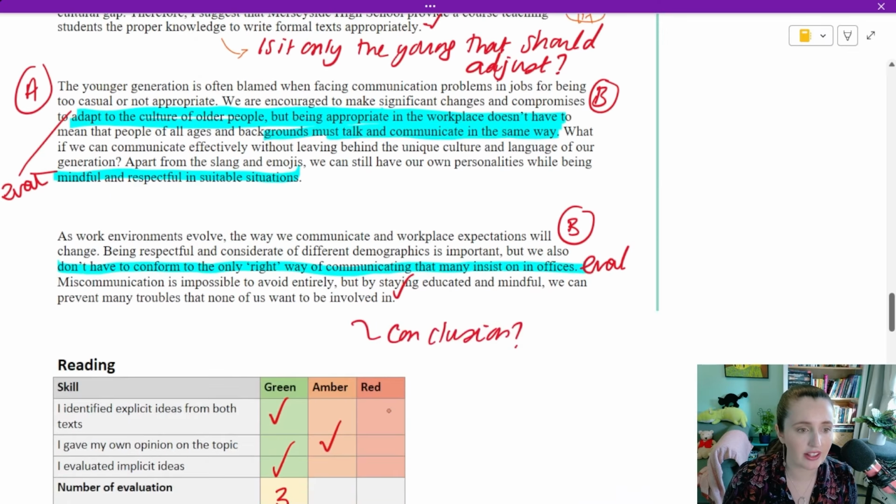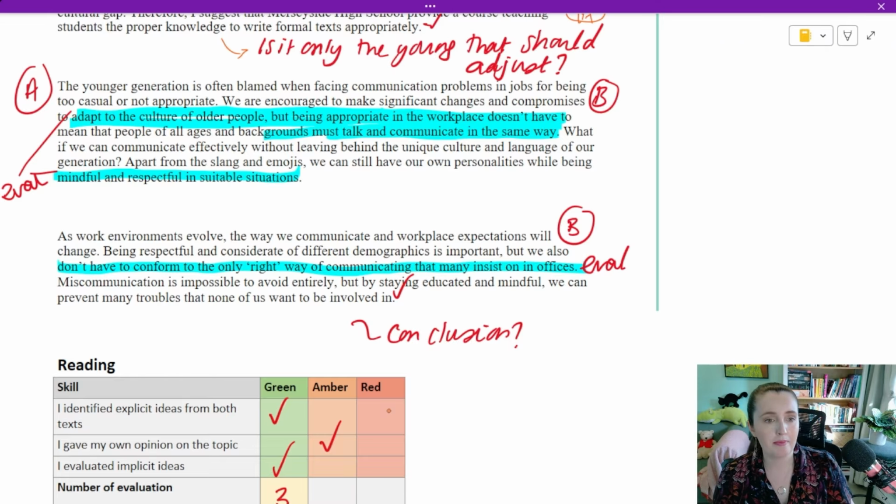So middle ground, evaluation. As work environments evolve, the way we communicate and the workplace expectations will change. Being respectful and considerate of different demographics is important, but we also don't have to conform to the only right way of communicating that many insist on in offices. Evaluation. There is no one single right way to communicate. Miscommunication is impossible to avoid entirely, but by staying educated and mindful, we can prevent many troubles that none of us want to be involved in. If this is a conclusion, he didn't make it super clear. It felt perhaps a little bit like it randomly stopped, a bit abrupt, so I think he could have made that a bit clearer in terms of writing style.